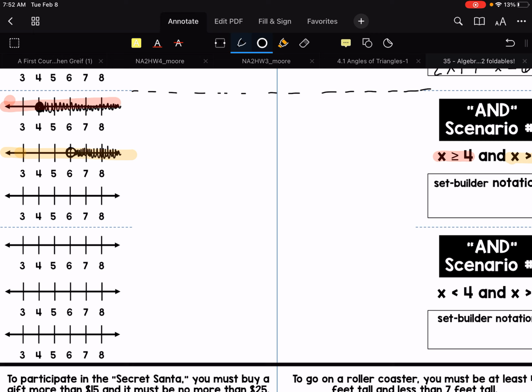So "and" would be like you and your best friend go to the mall. That doesn't mean one or the other of you goes to the mall. That means both of you are going to the mall. So I need to look and say, okay, how do these both occur at the same time? Well, I know they're both greater than, so everything greater than that should be shaded.